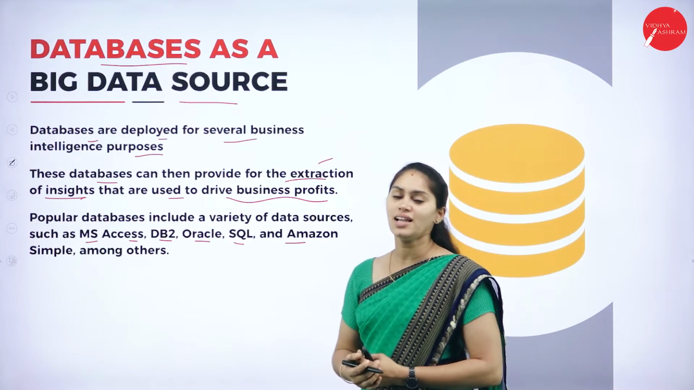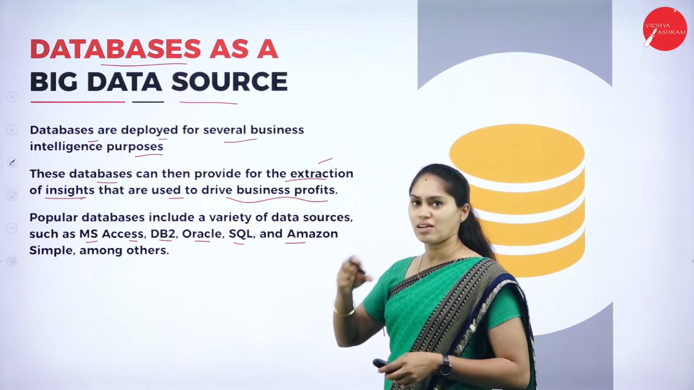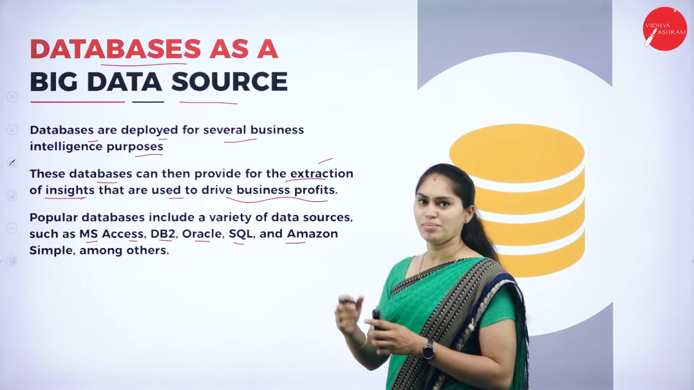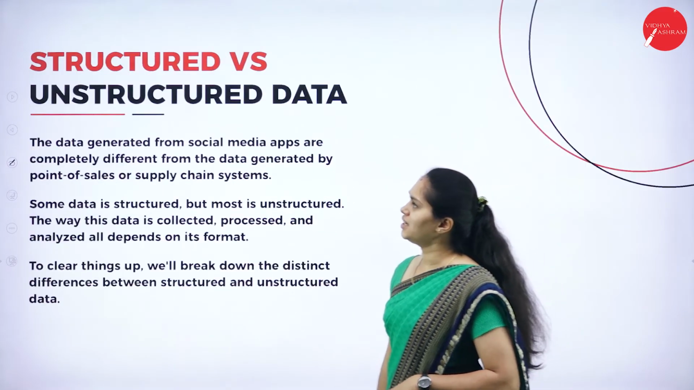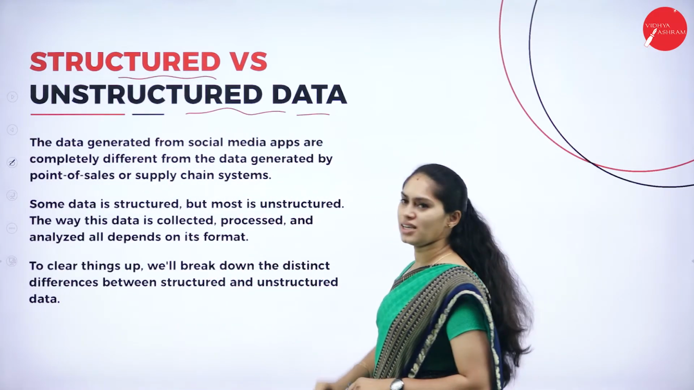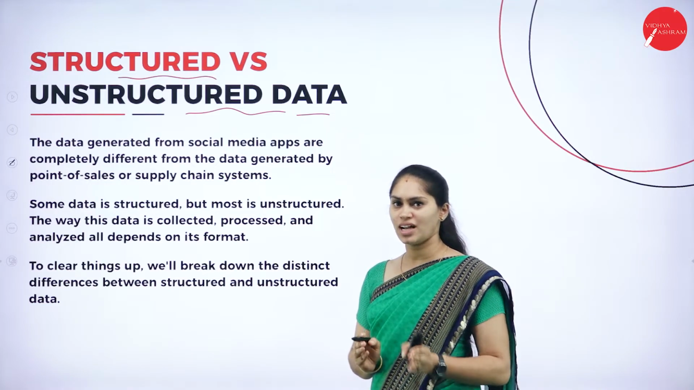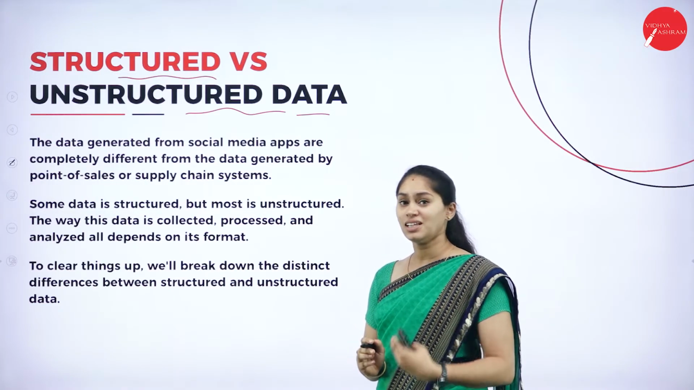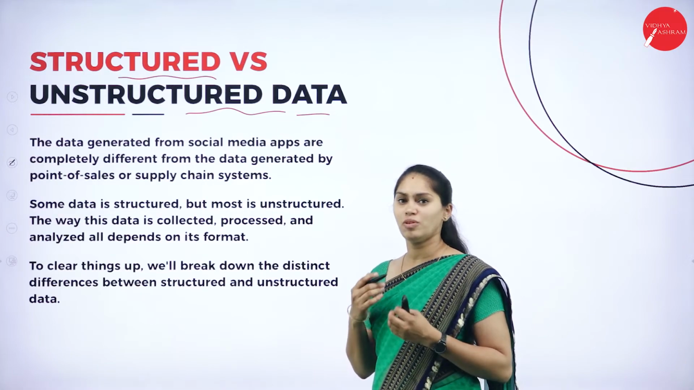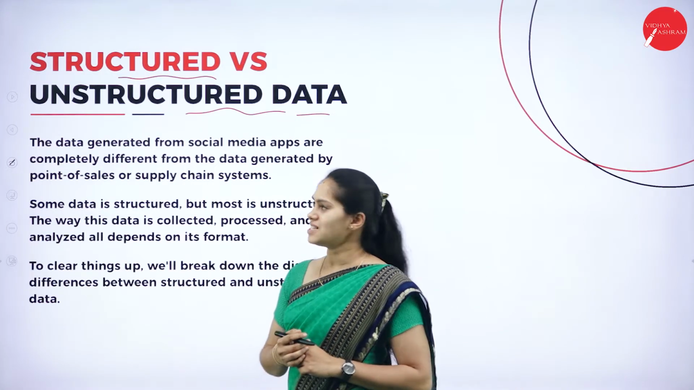So from where can we get big data, or from where can we have a source in order to have big data? We'll see the next topic, that is related to structured versus unstructured data. Already we got to know the types of big data, that is structured data and unstructured data. Now we'll see the difference between them: which data will be called structured and which data will be considered unstructured.